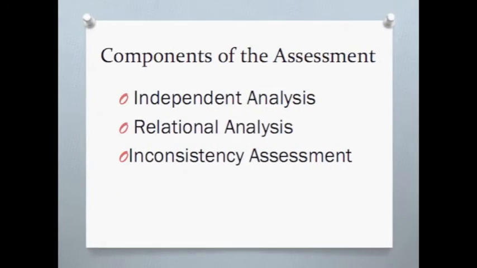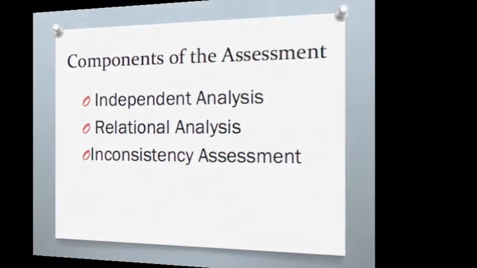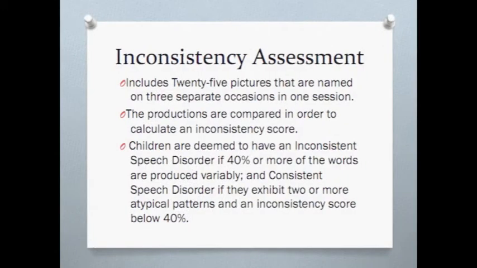The components of the assessment for diagnosis would be full independent and relational analysis, followed by the completion of an inconsistency assessment. An inconsistency assessment includes 25 pictures that are named on 3 separate occasions in one session, ensuring that the same lexical items are elicited within an identical context. The productions are then compared to calculate an inconsistency score.